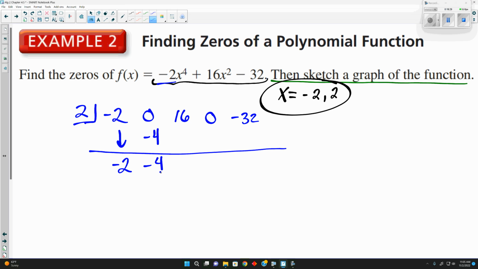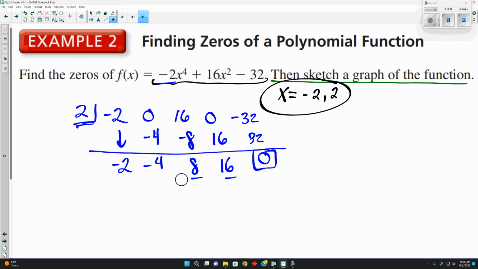2 times negative 4 is negative 8. We add straight down. 16 plus negative 8 is 8. 2 times 8 is 16. 0 plus 16 is 16. And we do 2 times 16, which is 32, and negative 32 plus 32 is 0. Well, we knew that already because we knew that 2 was a solution, yes?